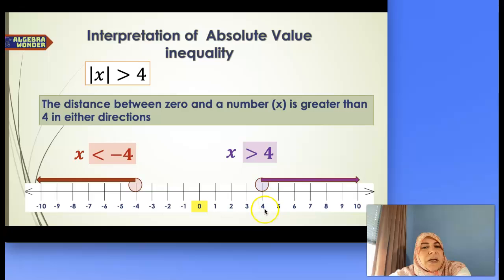My solution is x can be any number greater than 4, because that has a distance greater than 4 from 0. And also any number here, x less than negative 4, is also going to have a distance that is greater than 4 from the 0. Okay, let's try another one.